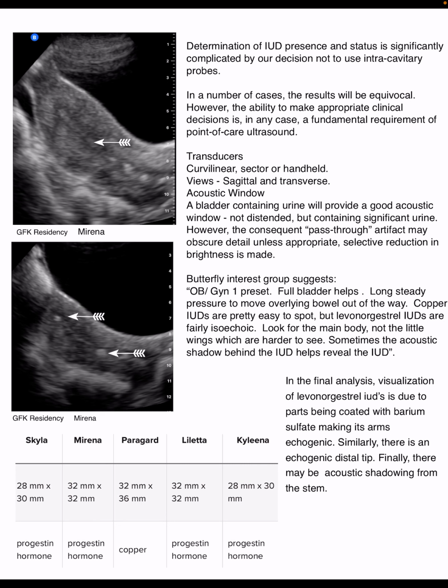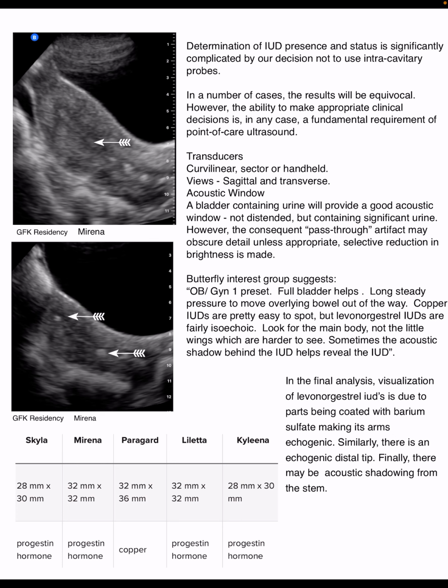Determination of IUD presence is significantly complicated by our decision, for reasonable grounds, not to use intracavitary probes. In a number of cases, the results will be equivocal. Transducers to be used can be curvilinear, sector, or handheld, and the views sagittal or transverse.